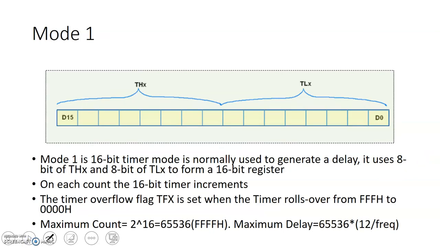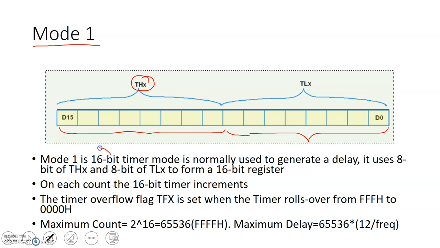So let's see now mode 1. Mode 1 is a normal mode wherein the lower 8 bits, TL0 or TL1, and the higher 8 bits, TH0 or TH1, are used. So 8 plus 8, 16 bits are used. So the maximum count that we can go is 2 to the power 16, which is 65536.